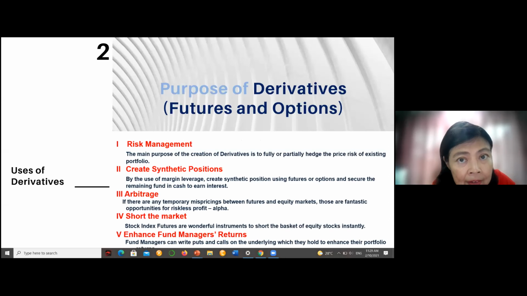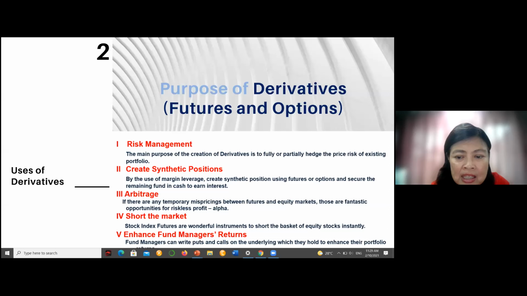Then this was one of the usual exam questions. What's the purpose of derivatives? The purpose of derivatives, number one, if you can't get it right, is risk management. It's for hedging purposes. But more interesting is that for options especially, you pay only a small margin but you get a large value, so you get something called margin leverage.